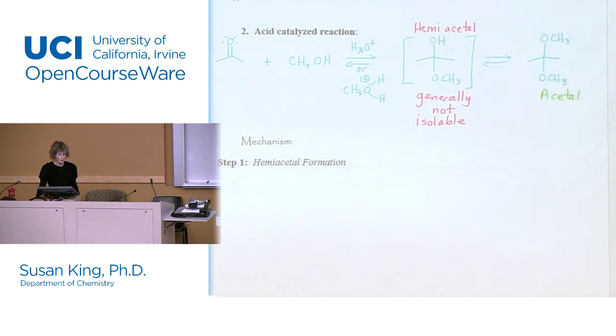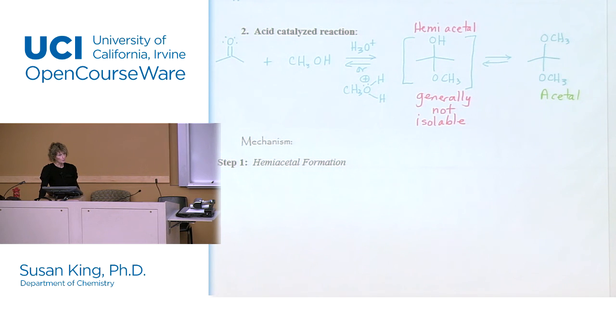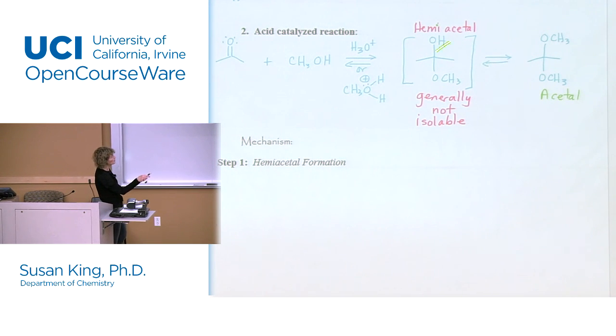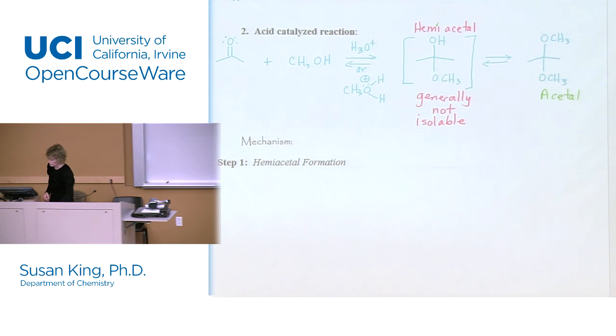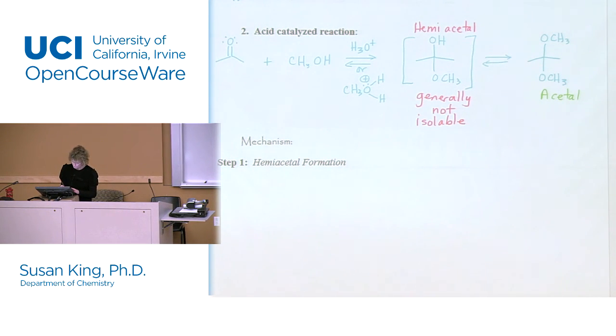I'm going to show you the mechanism for this. This is a mechanism that 99% of the time I put on midterms. So very highly likely that you will have this mechanism on midterm 1. I'm not going to say for sure because I want a little bit of freedom when I'm writing the test, but most of the time I do. First we're going to form the hemiacetal right here, and then the second part, we go from the hemiacetal to the acetal. This is what it looks like here.